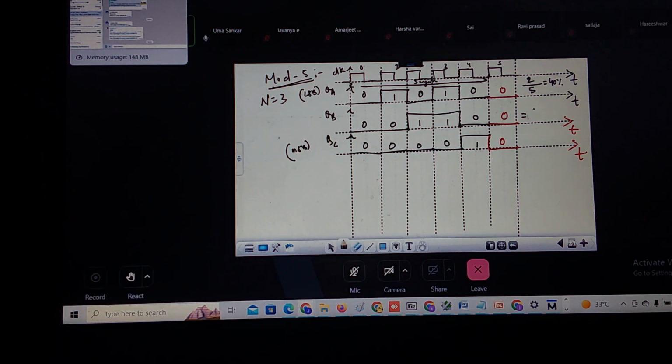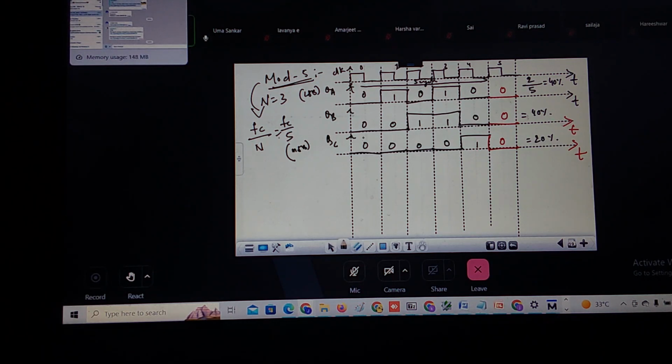What about this? 40%. This is also the same, 40%. And this is 1 by 5, which means 20%. So if I take QA, QB, QC, what frequency divider is it? Mod 5. Frequency divided by 5. This is FC divided by N, where N is the number of states. So this is FC divided by 5.